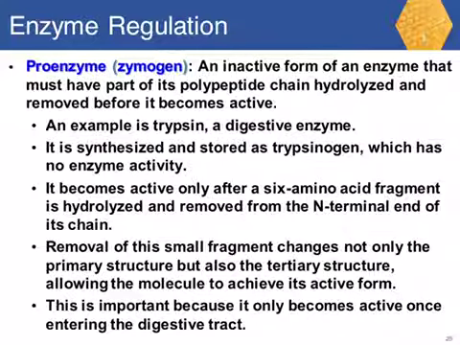It only becomes active after a 6 amino acid fragment is hydrolyzed and removed from the N terminal of its chain. So remember how our chain's formed, N terminus to C terminus. So it's having the front part of the chain removed. Now the removal of this small fragment changes not only the primary structure, but also the tertiary structure, allowing the molecule to achieve its active form.